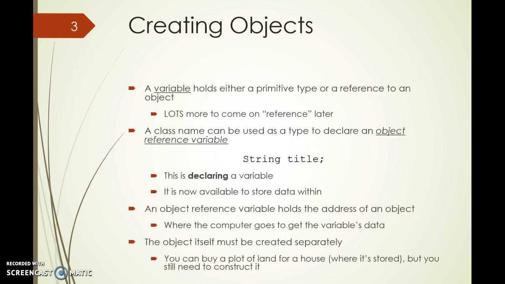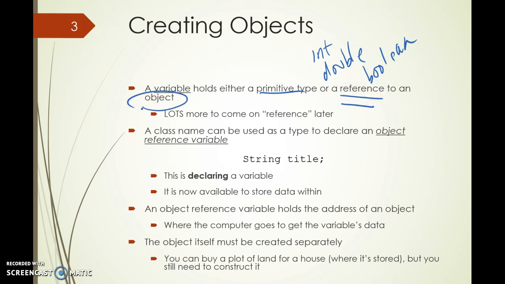Alrighty, let's first talk about creating objects. Now, a variable itself can either hold a primitive data type, and recall that primitive data types are, for example, int, double, boolean. We learned about those the other day. Those are primitive data types because those come from Java. They're predefined with the language. Or we can have what's called a reference to a specific object. And we're going to talk a lot more about that later in the weeks to come. However, for right now, just understand that a reference to an object is much more sophisticated than a primitive data type.